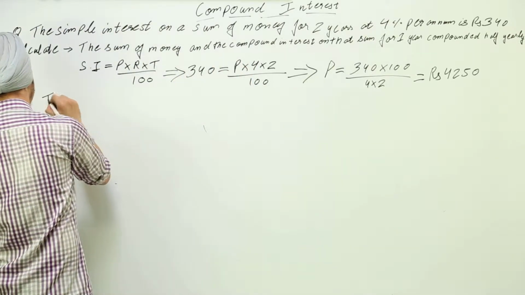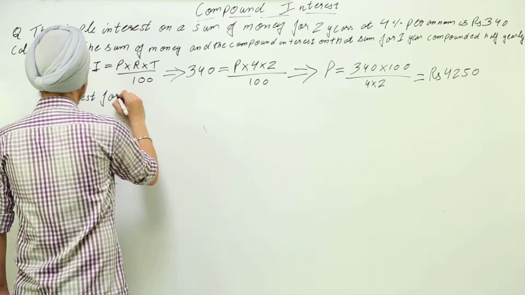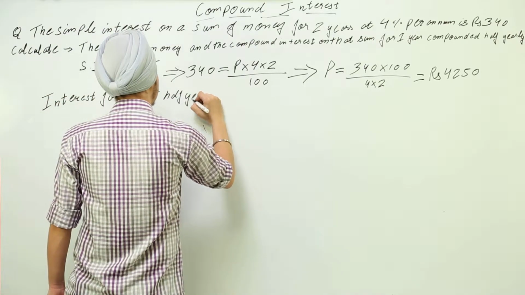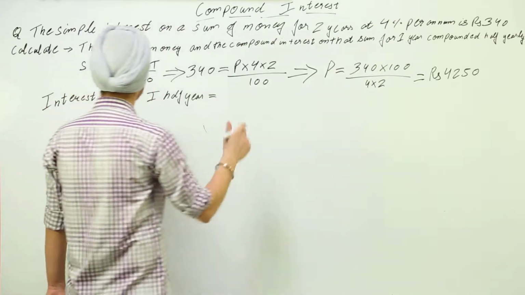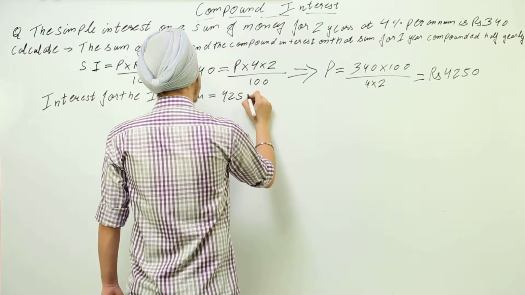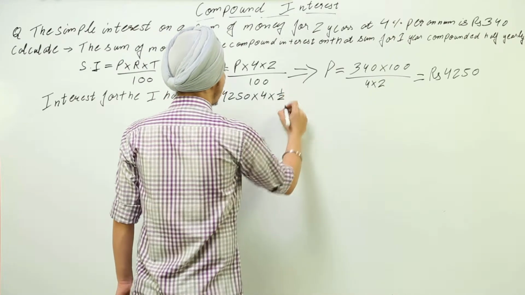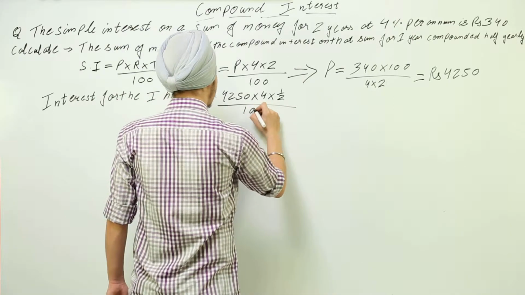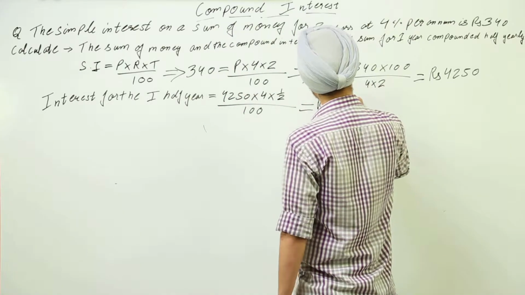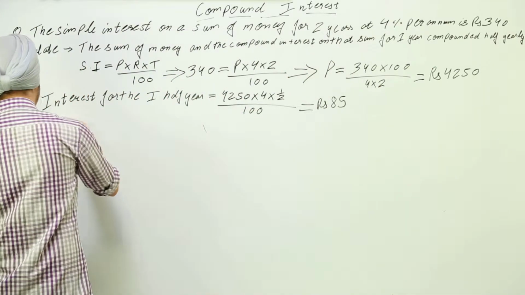So we have interest for the first half year equal to, interest for the first half year is equal to principal 4250 into the rate into the time, that is half, upon 100. Now this amount comes out to be rupees 85.